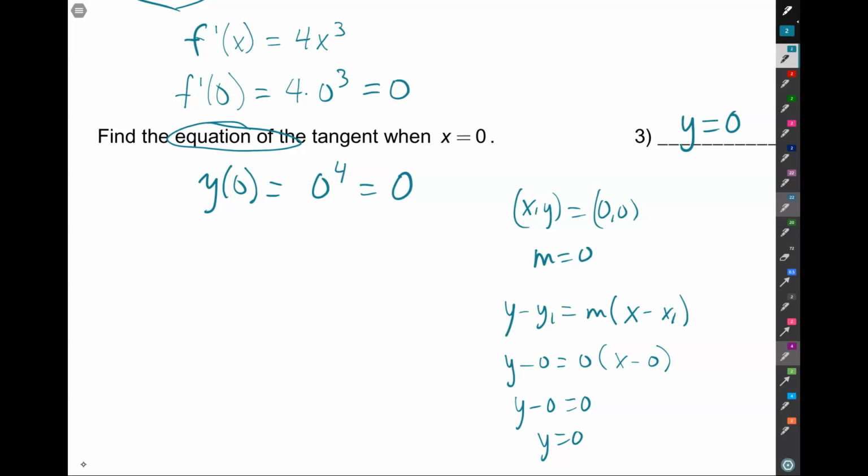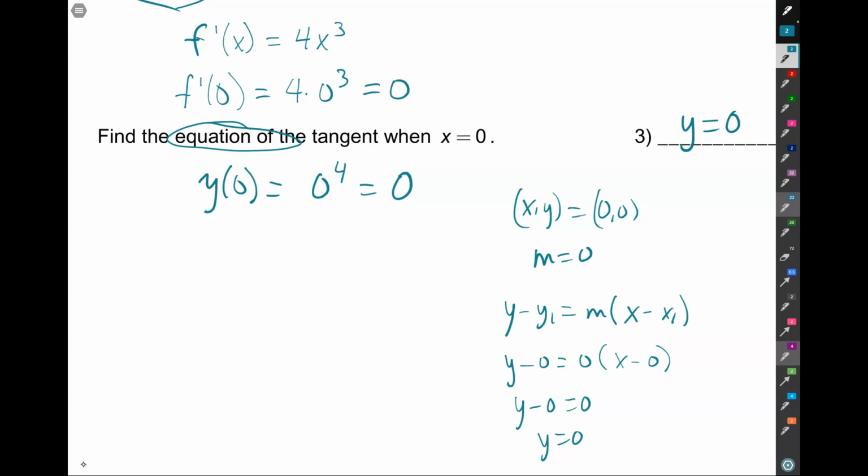Isn't the tangent the slope? Yes. So can't you just look at it and say, oh, the slope is 0? The slope is 0, but then I said when x equals 0. I could have said when x equals 5, what's the tangent? Then you would have to find the slope and the xy coordinate, yes?